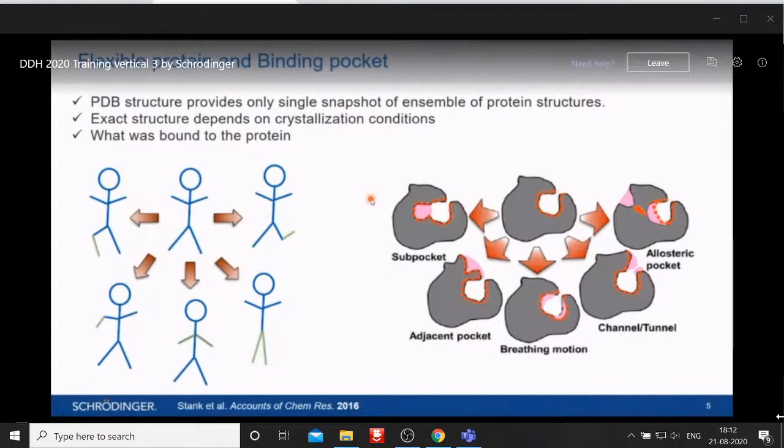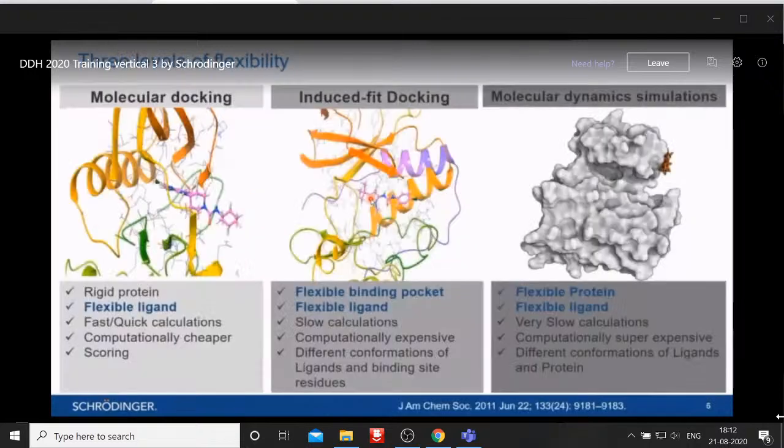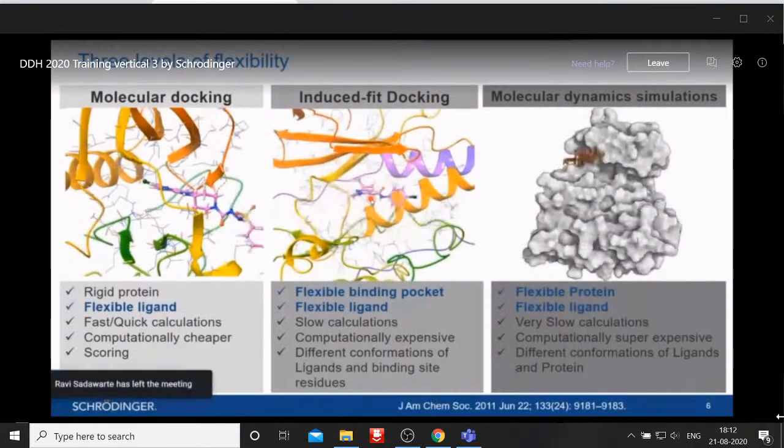That's the reason why, while doing drug discovery, we need to consider the flexibility of the receptor. So how do we consider it? There are various methods to consider it.